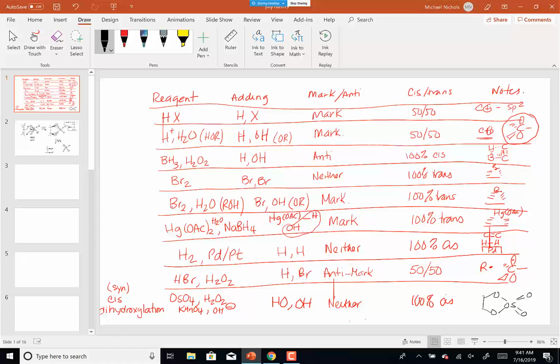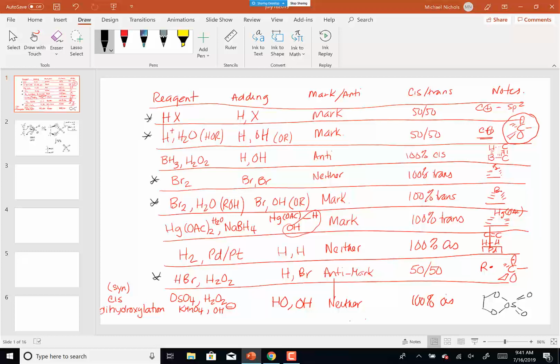There's mechanisms, and there's being able to write products for these. So there's 2 different things. As far as the mechanisms go, let's see, which ones would you need to know the mechanisms of? HBr, H plus H2O, Br2, Br2 with water, HBr and peroxide. Those would be the ones that I could potentially ask you mechanisms of, the ones that I starred.